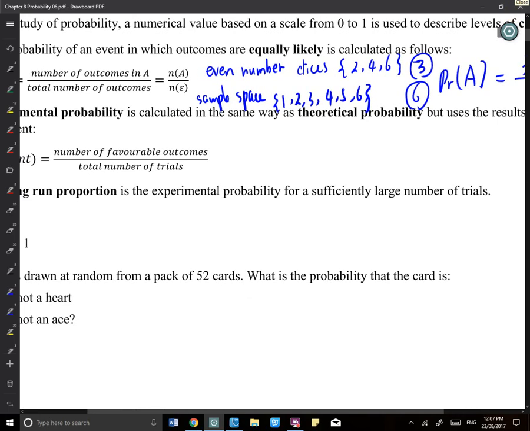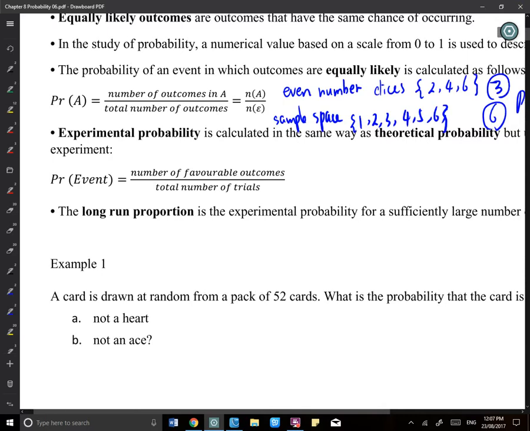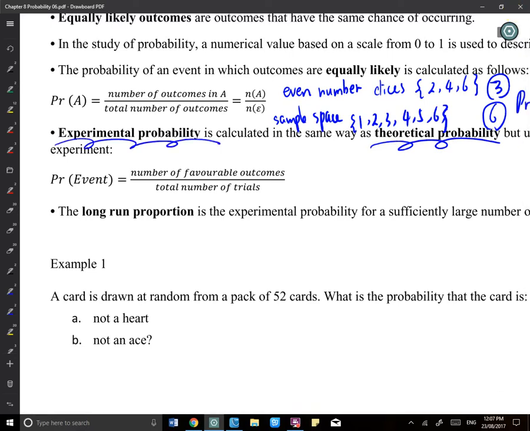That's what you learned last year. And we have two things. One is called theoretical probability. One is called experimental probability. How to think about this case? What's the theoretical probability you toss a coin and you want to get a head? That is half. Okay, half chance.